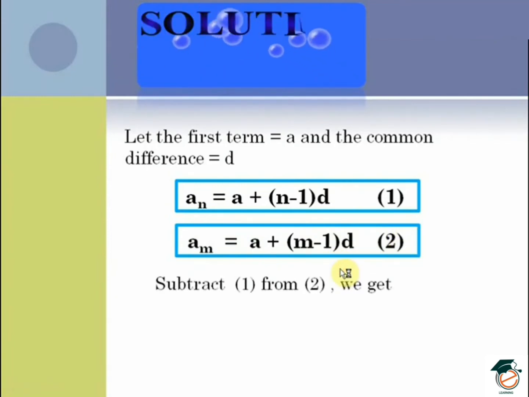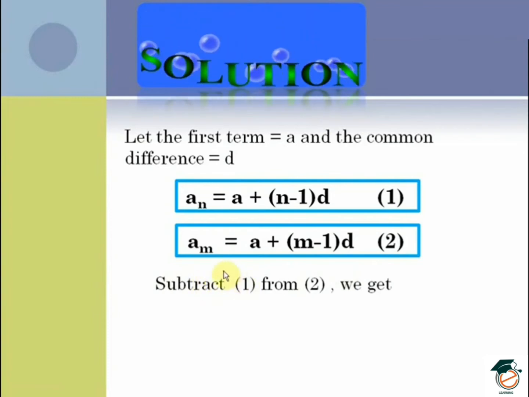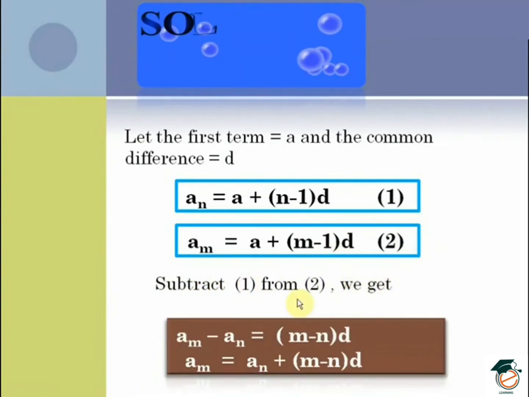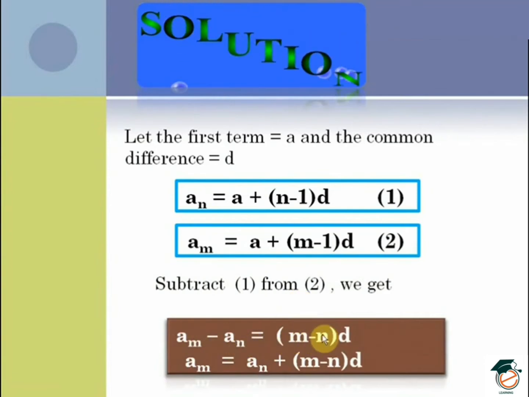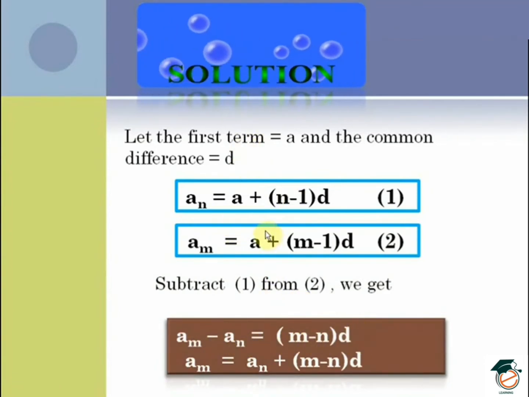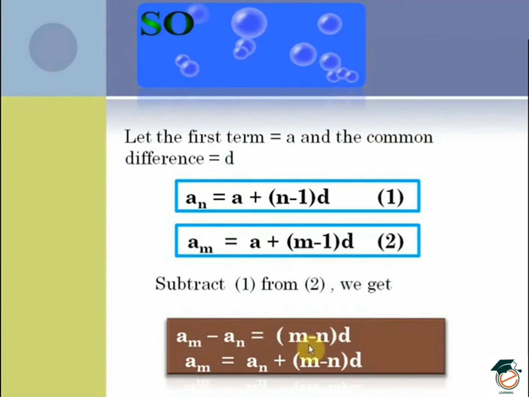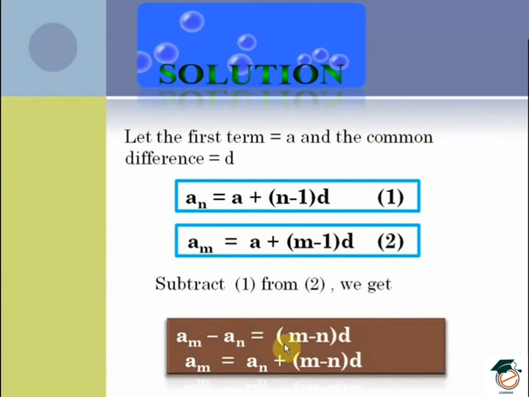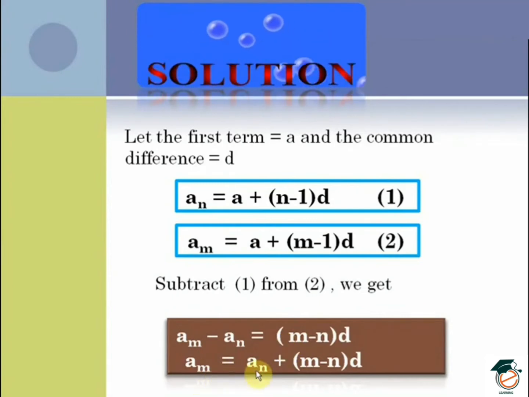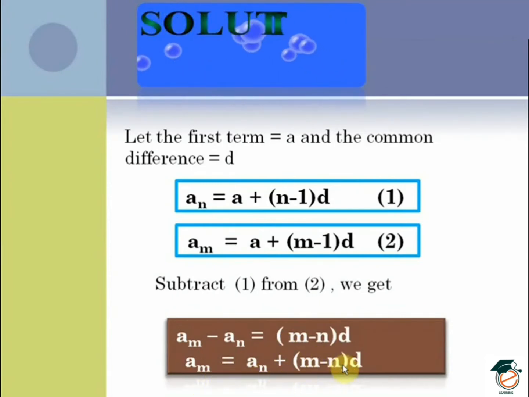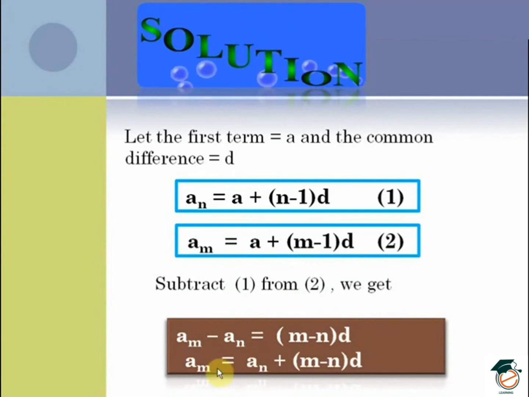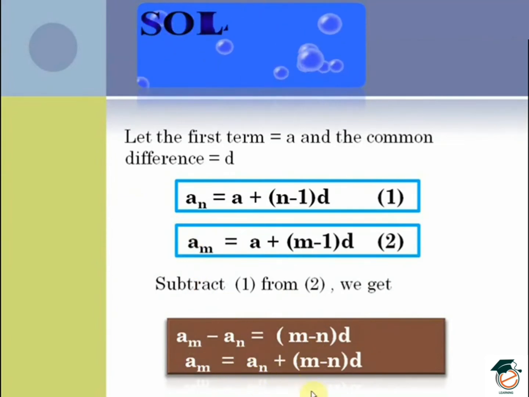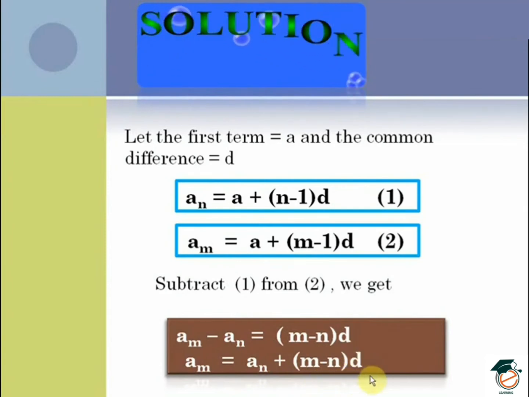Now what we do is we subtract equation 1 from 2, and we get am minus an equal to (m minus n) into d. A and a get cancelled, and what we get in the RHS is (m minus n) into d. We take an to this side of the equation and get am equal to an plus (m minus n) into d. Thus we can say that the mth term of this series is equal to the nth term plus (m minus n) into the common difference, which is d.